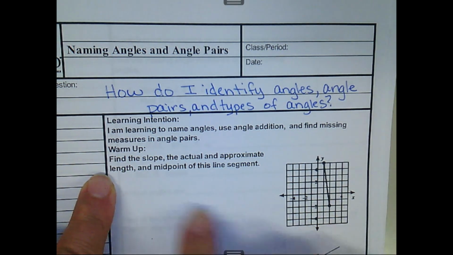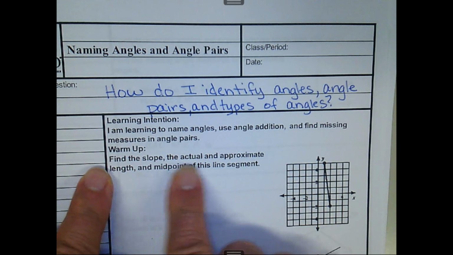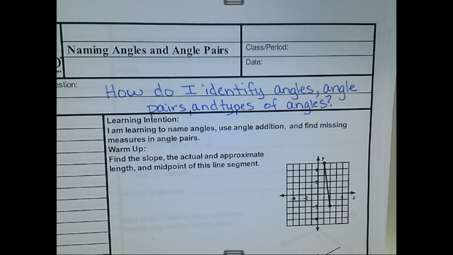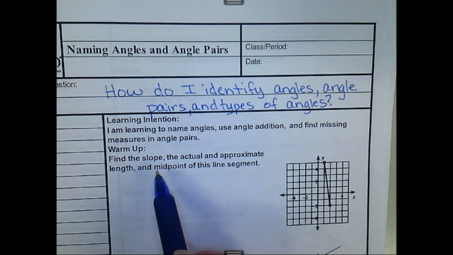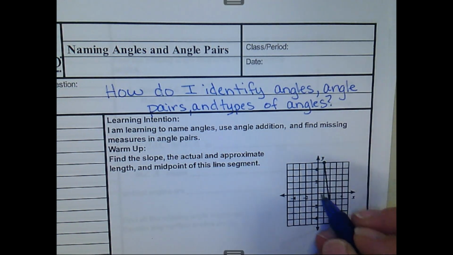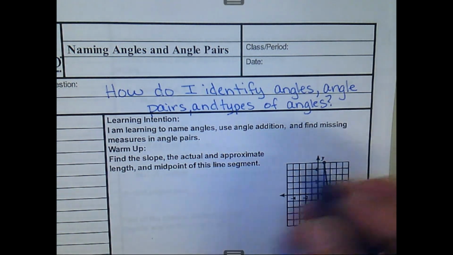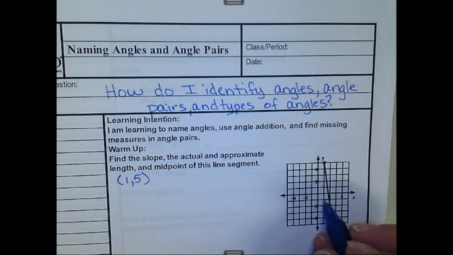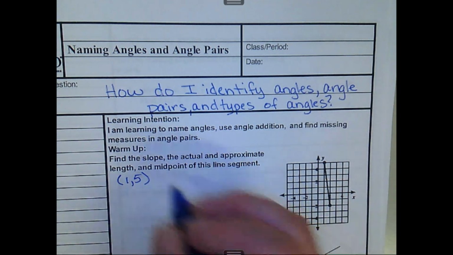With this segment here, we'll find the slope, the actual and the approximate length, and the midpoint of this segment. Pause the video now. Okay, there's different ways you can do it. The slope is fairly easy. So this point is (1, 5). This point is (2, -2).